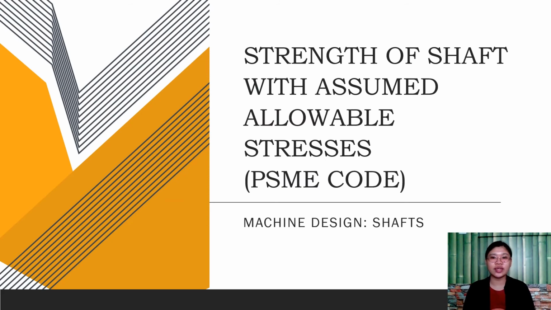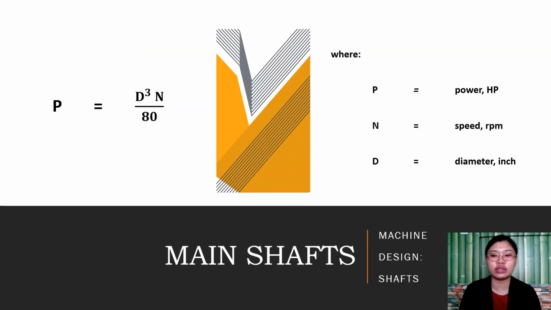So, next we have strength of shaft with assumed allowable stress. Take note, with assumed allowable stress. This is based on the PSME code. And as I have said earlier, these are my favorite empirical formulas. Again, paulit-ulit kong sasabihin, these are the formulas that nasa dugo ko na. Hindi ko na siya makalimutan.